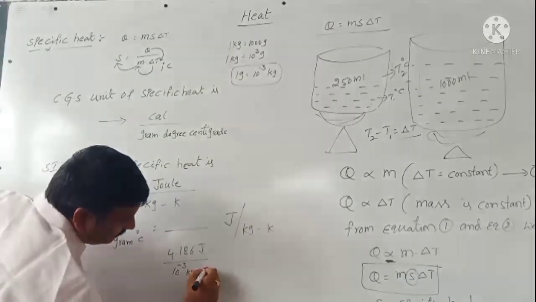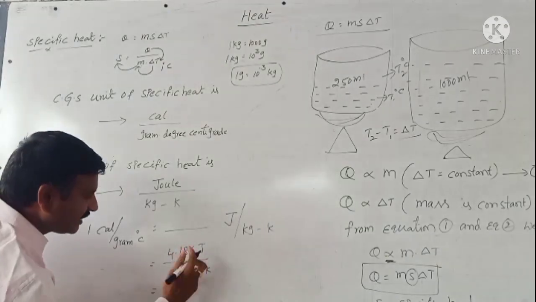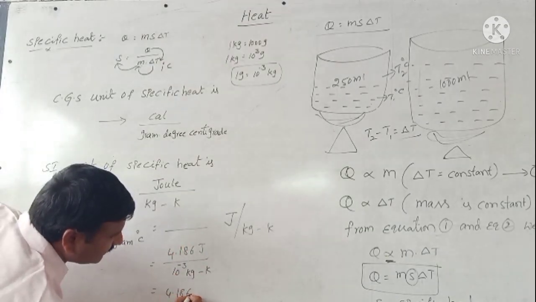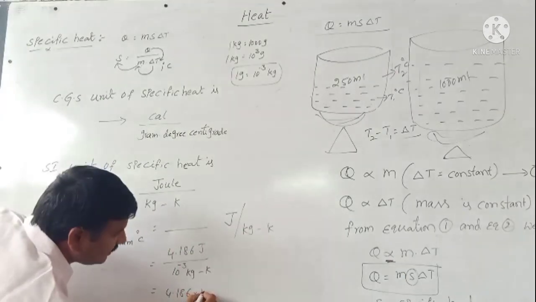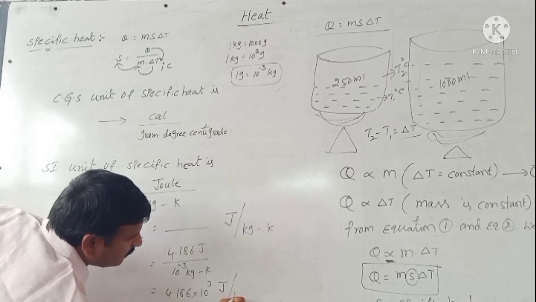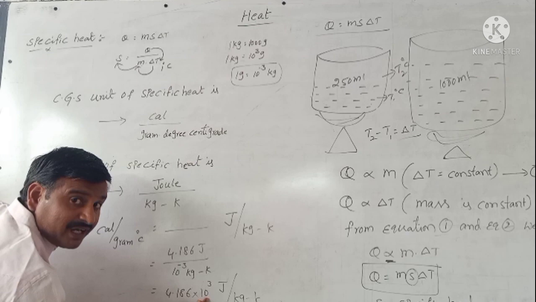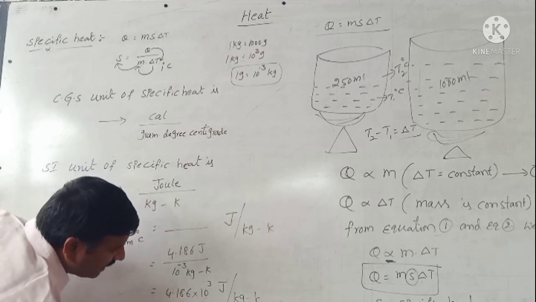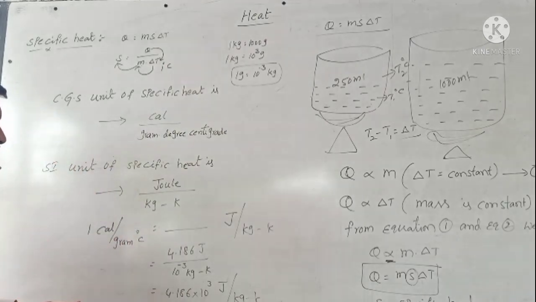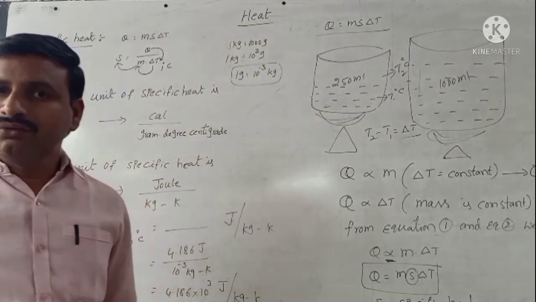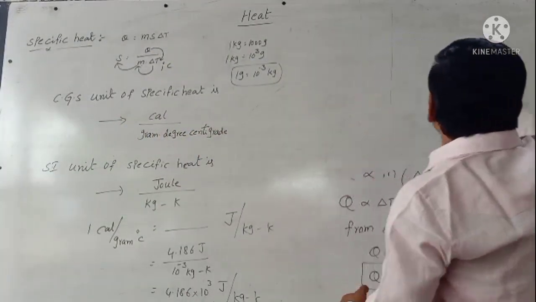Degree Celsius is converted to Kelvin as usual. So after that, 4.186 into 10 power minus 3 goes to the numerator place, giving 10 cube joule per kilogram Kelvin. So 4.186 multiplied by 10 cube means 4186 joule per kilogram Kelvin. This is 1 calorie value converted into joule per kilogram Kelvin.